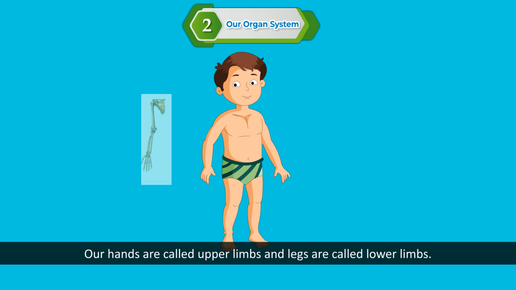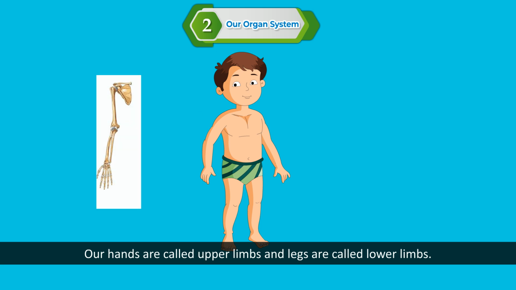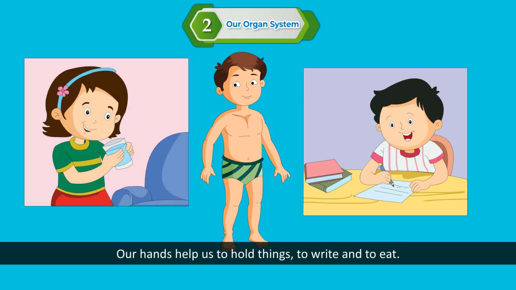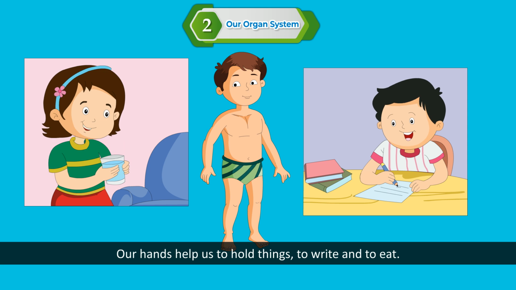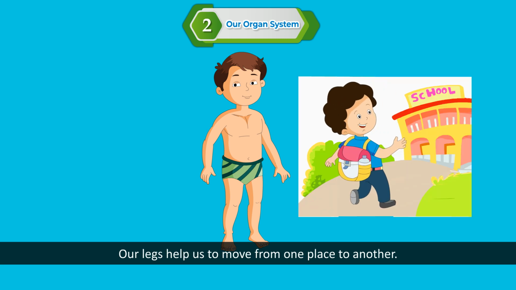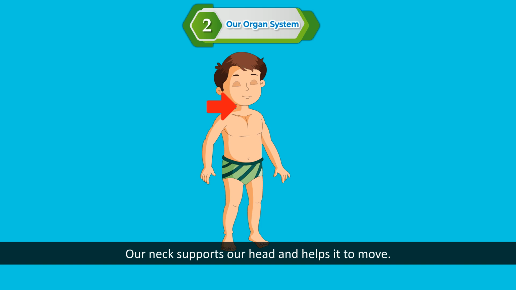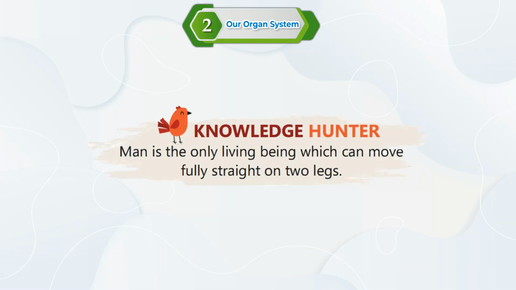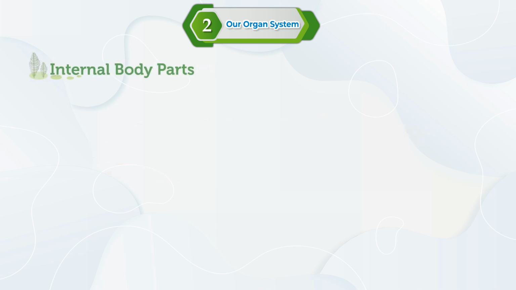Limbs. Our hands are called upper limbs and legs are called lower limbs. Our hands help us to hold things, to write, and to eat. Our legs help us to move from one place to another. Our neck supports our head and helps it to move. Knowledge hunter. Man is the only living being which can move fully straight on two legs.